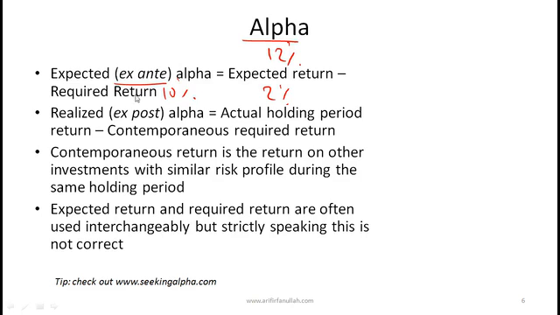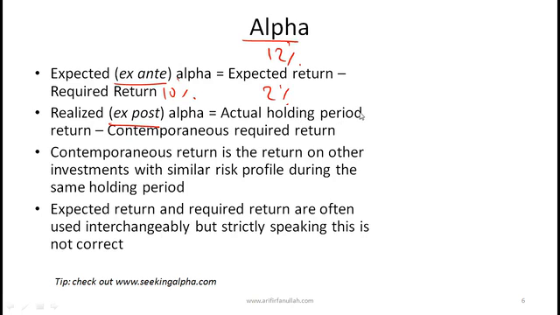The real question is, what's the realized alpha? So you can brag about a realized alpha, you can't brag about expected alphas. Your realized alpha, also called ex post, and the way you can remember this is post the event or after the event. Event being after you've sold and realized some return. That's the actual holding period return.